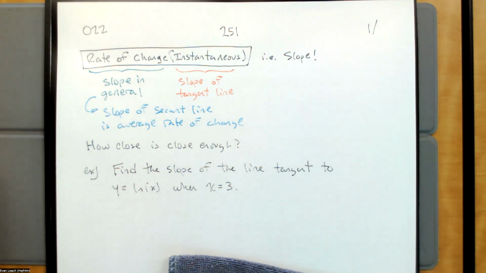Let's suppose we want to find the slope of the line tangent to the curve y equals natural log of x at the point where x is equal to 3.